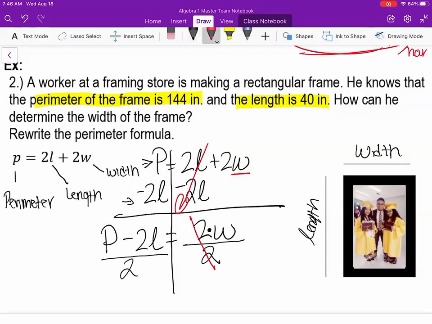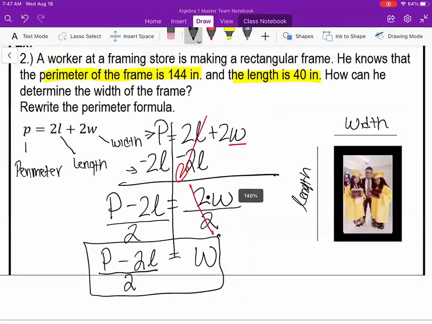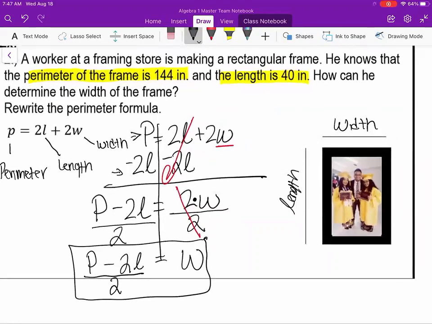Well, that's gone. And you're left with W equals P minus 2L divided by 2. And again, notice that I'm just rewriting the expression. Again, I'm not simplifying anything. I'm not making it smaller. I'm literally just rewriting everything I moved to the left. So now that you have a new formula, now you can go ahead and solve this problem.